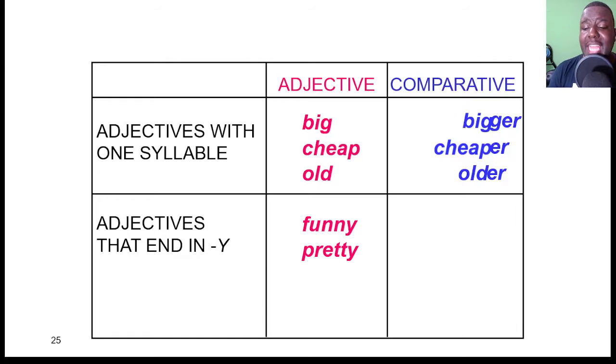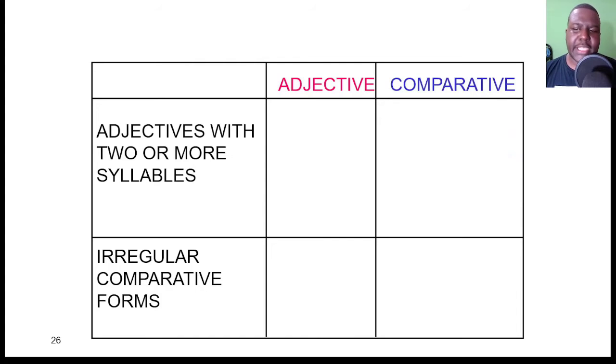Now let's go with the adjectives that end in the letter Y, for example, funny and pretty. What do we do? We drop the Y and then we put IER. So funny, funnier, and pretty, prettier. Okay? So let's go to the next example.